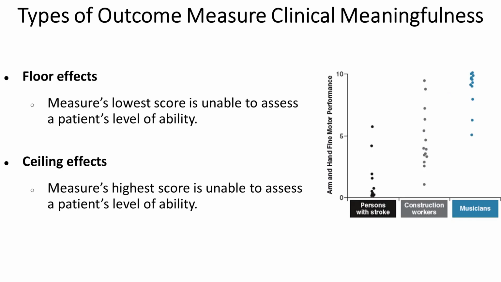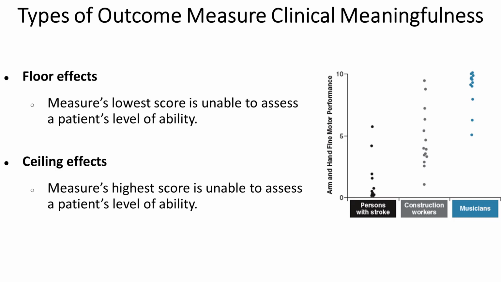Two other kinds of outcome measure clinical meaningfulness are shown on this slide, and those are floor effects and ceiling effects. You can go ahead and read the definitions and understand it, but I really think that the best way to understand it is to look at the figure on the right-hand side of the slide. Here you have an outcome measure that is assessing an individual's arm and hand fine motor performance. So essentially hand dexterity, or the ability to move your hands with precision.